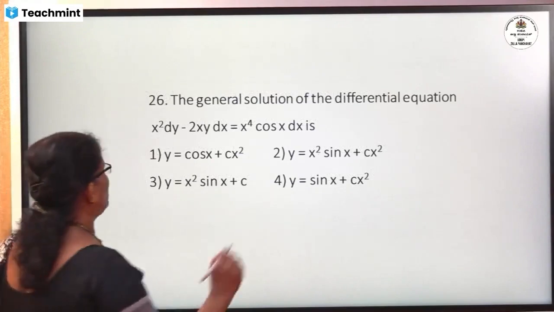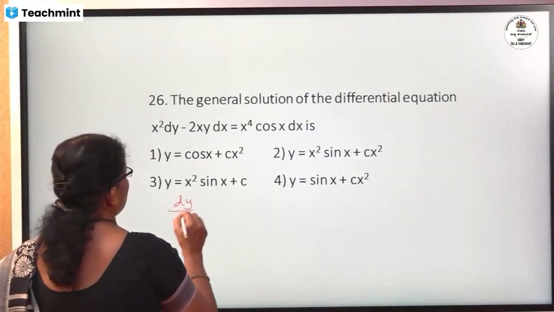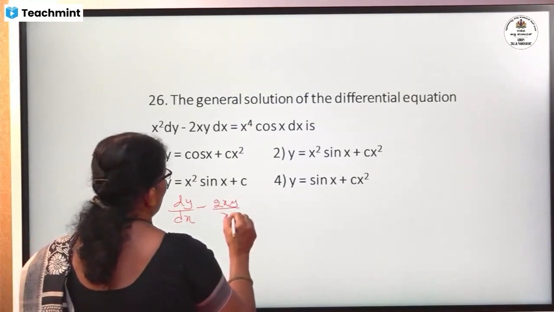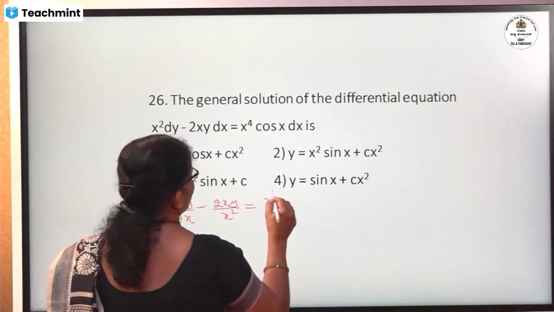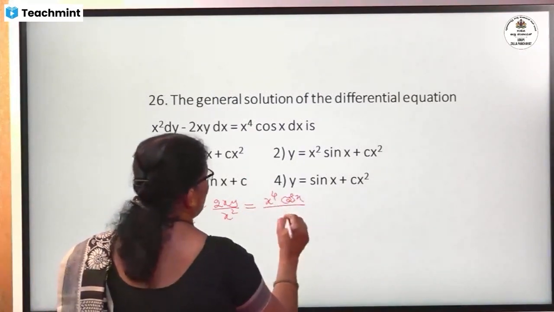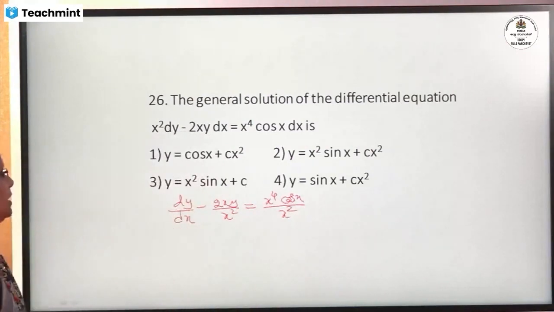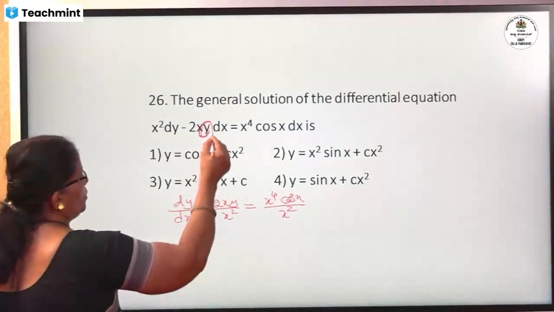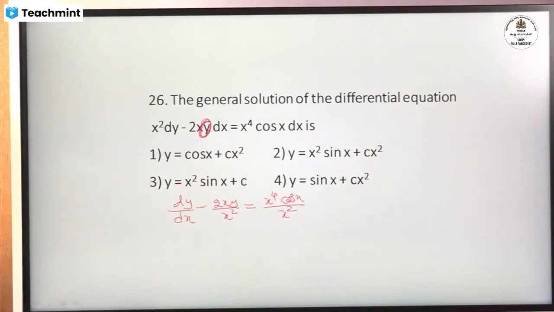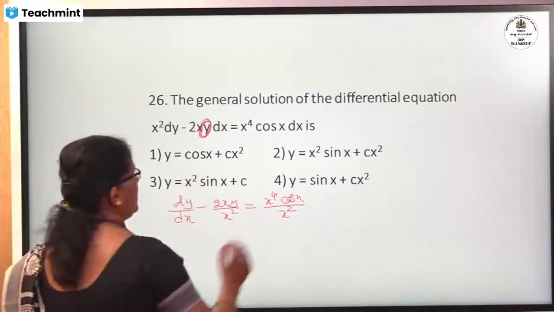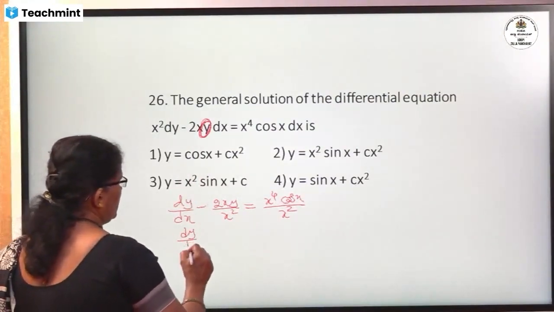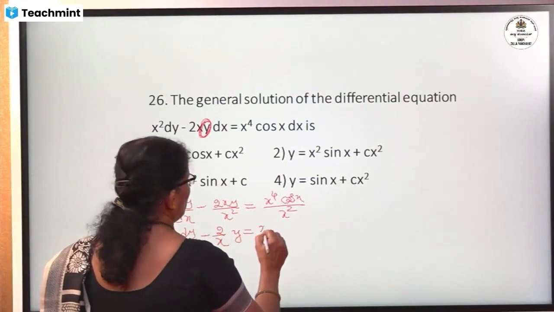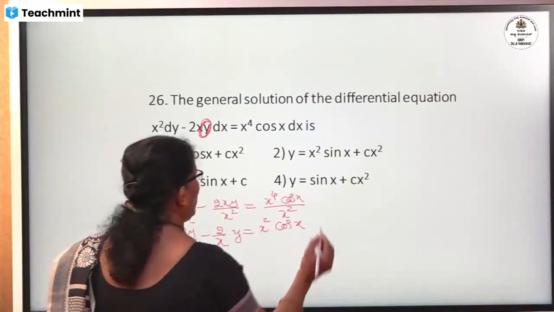The general solution of, can you see that I can write it as dy by dx minus 2xy by x squared equal to x power 4 cos x by x squared. To make the dy by dx coefficient 1, and I see that y is occurring alone, so maybe it is linear in y. So I'll try to write it as linear in y. So I get dy by dx minus 2 by x into y equal to x squared cos x.